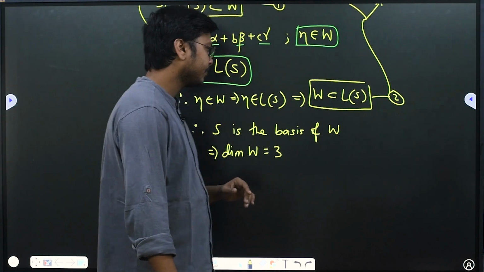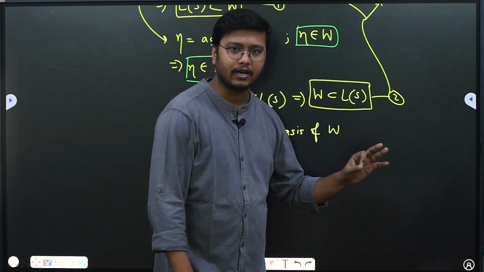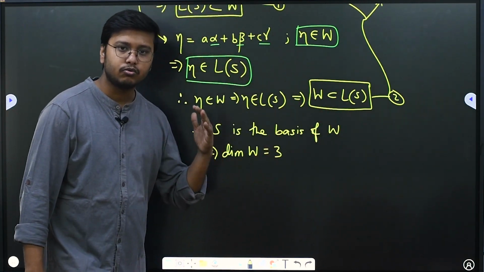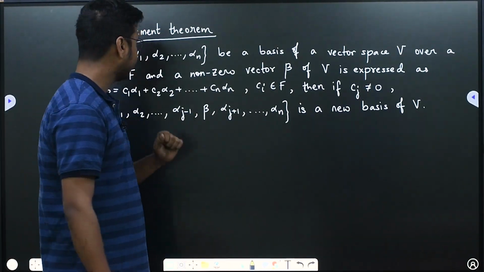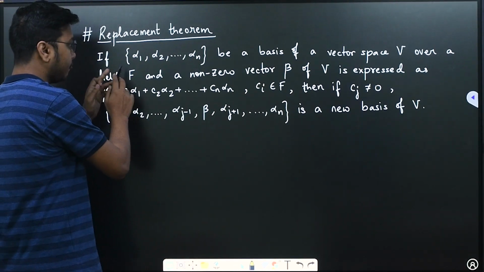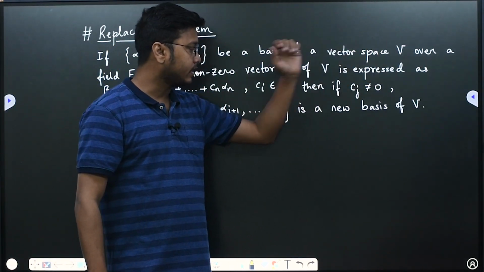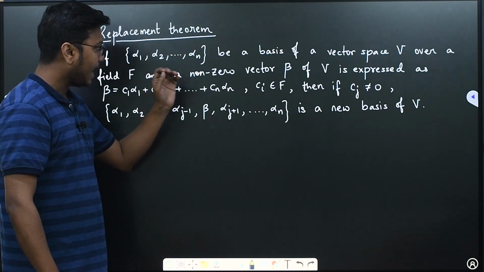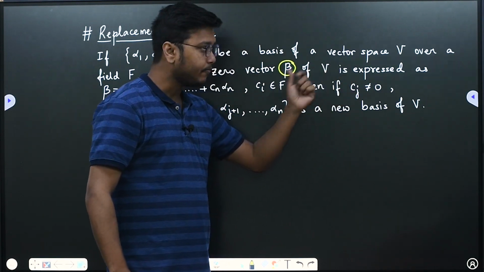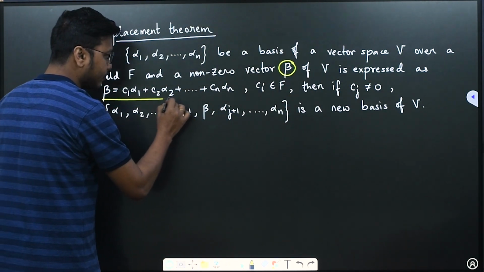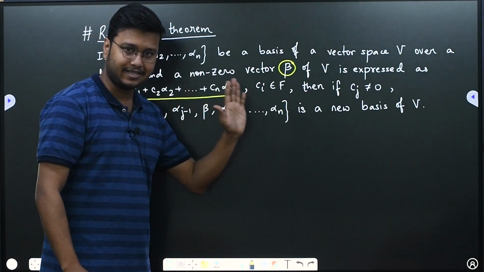So these are all the different kinds of questions of basis and dimension that we have done. Now we will move on to the replacement theorem. Continuing to the replacement theorem, it says that if I have a set of vectors alpha 1 to alpha n, and it is a basis of a vector space V over a field F, and beta is a vector from the vector space V, and beta can be expressed in this format. That means beta is expressed as some linear combination of the elements of the basis, which is obvious.